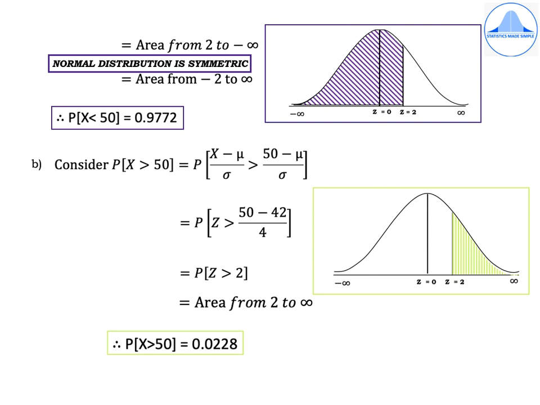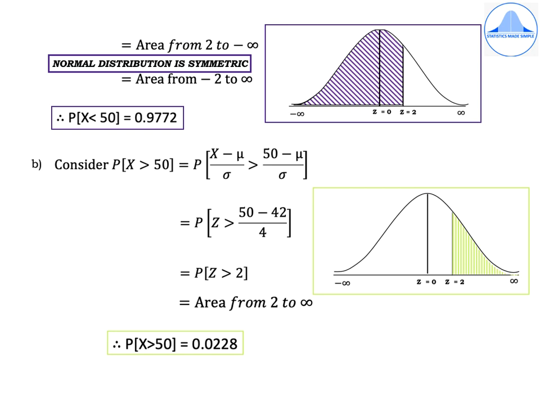Now, can we find out the area from 2 to minus infinity from the table? No, we cannot, because we can find out only from Z or minus Z to infinity. So now you have to rewrite this step. That is, because the normal distribution is symmetric, area from 2 to minus infinity will be equal to what?